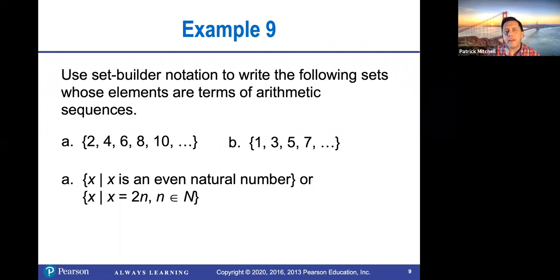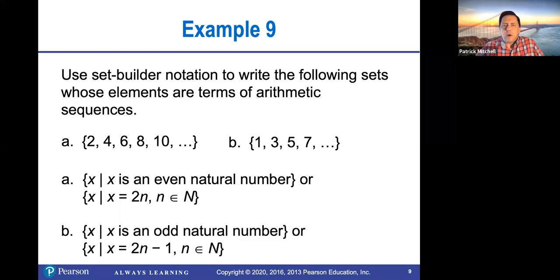The second one is a little bit more mathematical. And that is the set of all x such that x is equal to 2n for all n element of natural numbers. All right, so that one's a little more complicated, probably a little too complicated for this example. Again, I think the first one works just fine.